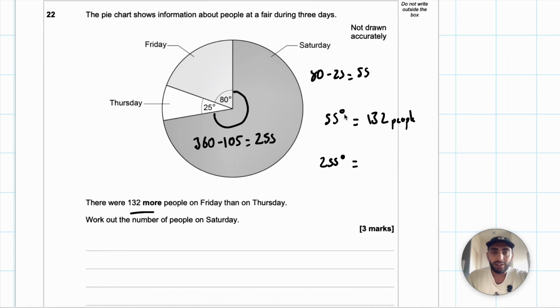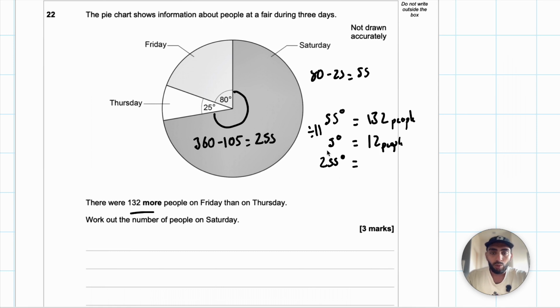What number goes nicely into 55 and 255? I would choose 5 because both of these end in 5. I'm going to divide by 11 here. 132 divided by 11 is 12. So 12 people are equal to 5 degrees.